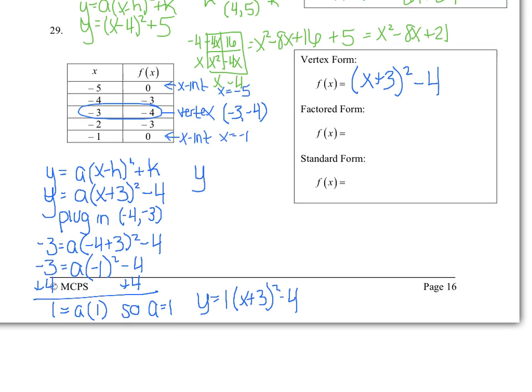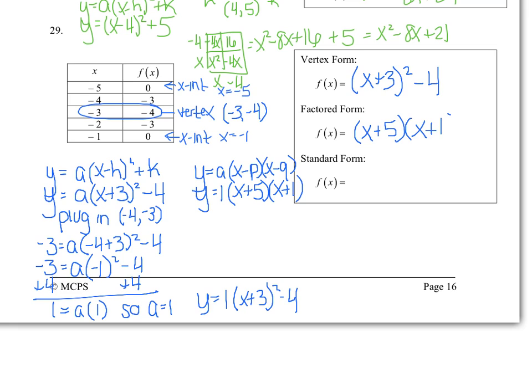Our factored form is y equals a, x minus p times x minus q. Well, we already know a is 1, and our p and our q are our x-intercepts. They're always the opposite, so x instead of -5 is going to be x plus 5, and x plus 1. So our factored form is x plus 5 times x plus 1.